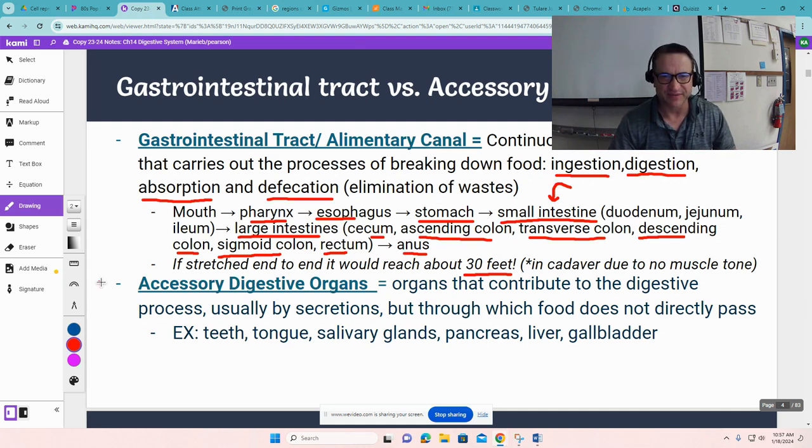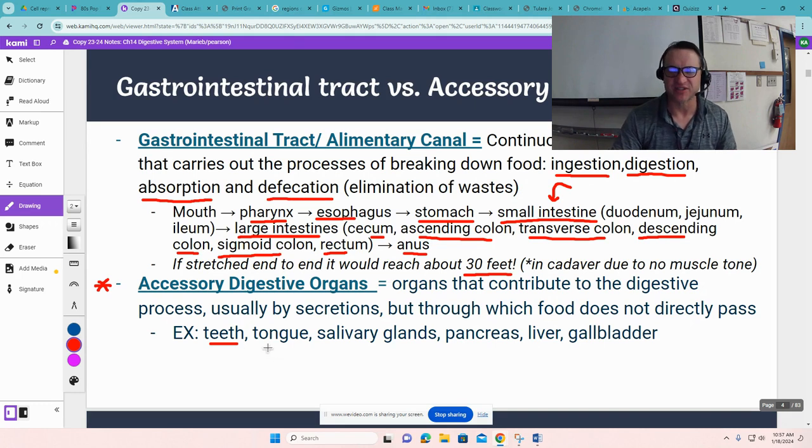Now, that's the difference. Accessory digestive organs aid in digestion, but the food is not actually traveling through them. These are organs that contribute to digestive processes, but food does not directly pass through them. Teeth: your food goes right by your teeth, but food doesn't go inside your teeth. You use them for mastication. That's a word for chewing, mastication.